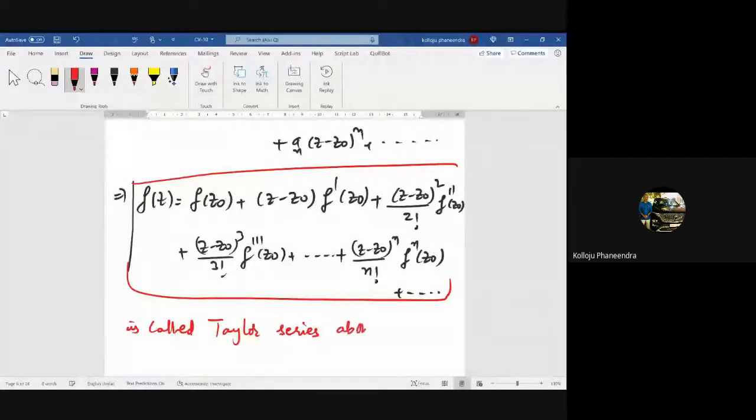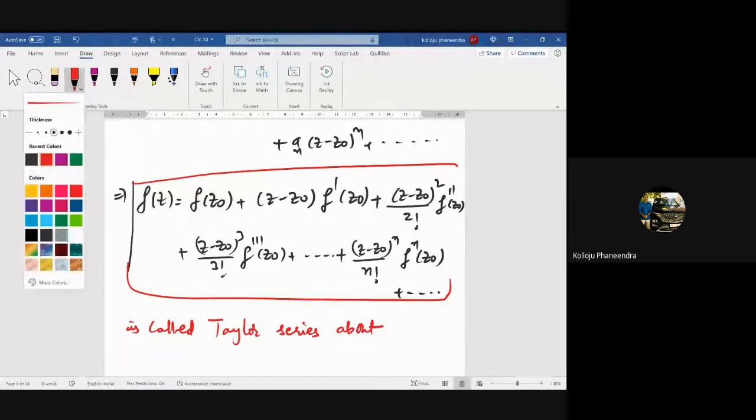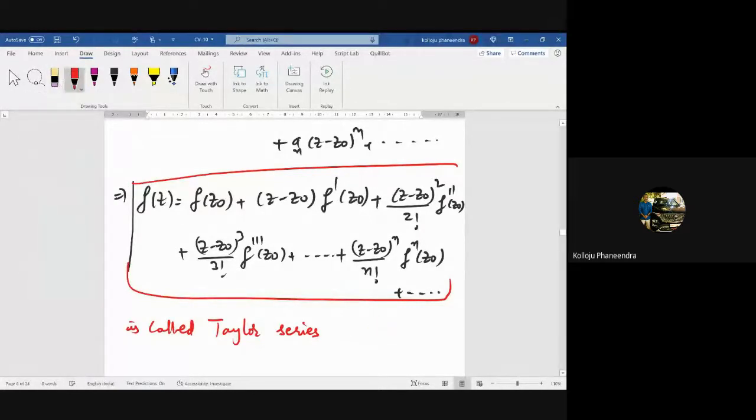The Taylor series of f of z about z equal to z0. How to write it? f of z0 plus (z - z0) into the first derivative at z0, plus (z - z0) squared by factorial 2 into f double dash z0, and a third derivative, and the next one, the nth one. Okay.